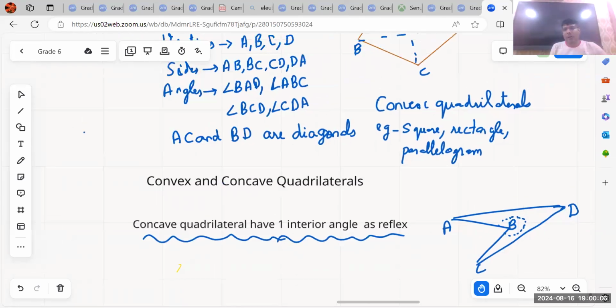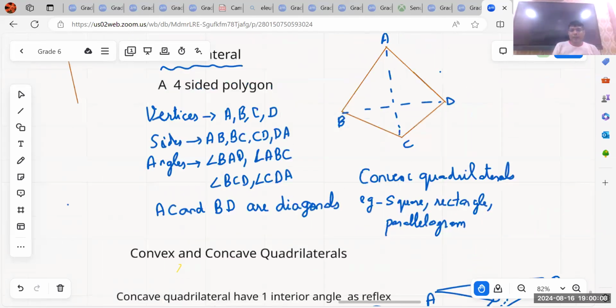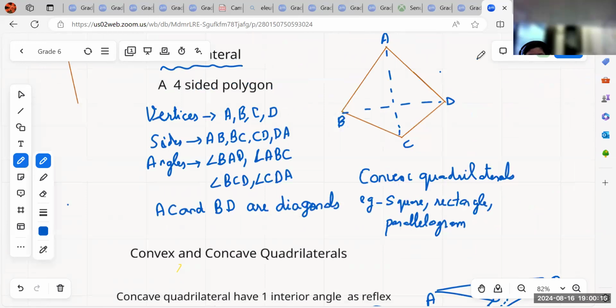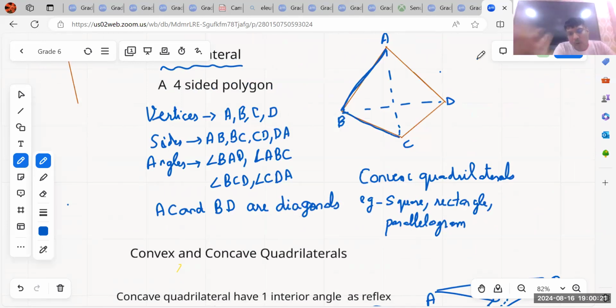So it can be drawn in infinite ways, but definitely one angle is going to be reflex. Then, tell me, what are sides AB and BC called? The neighboring sides, what are they called? Which have a common vertex?